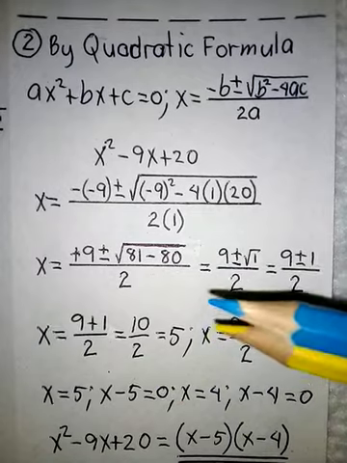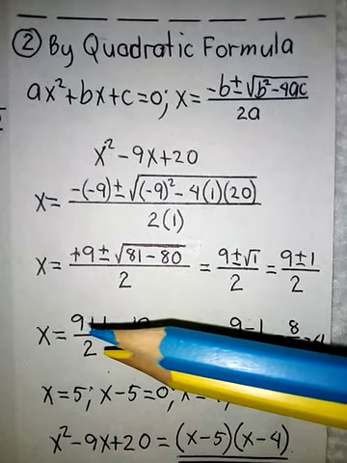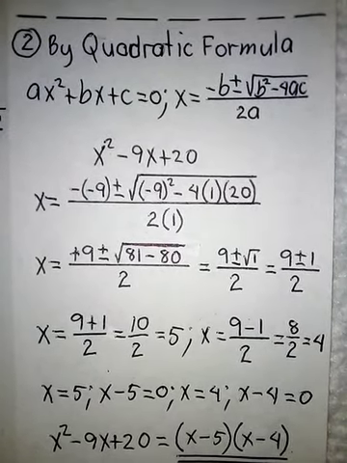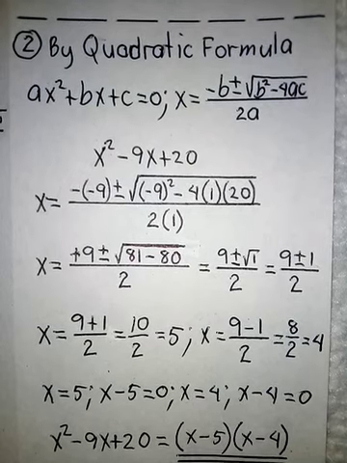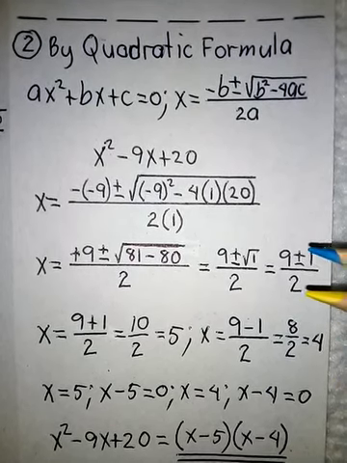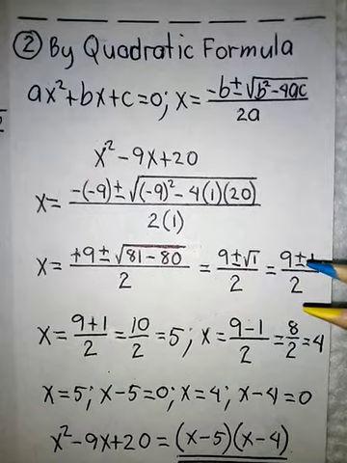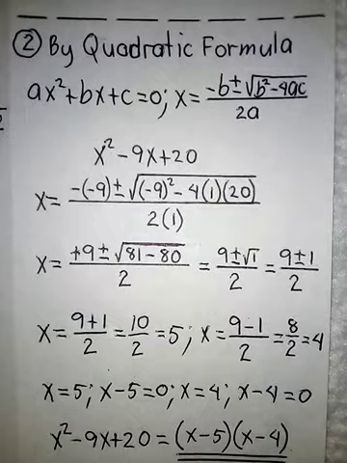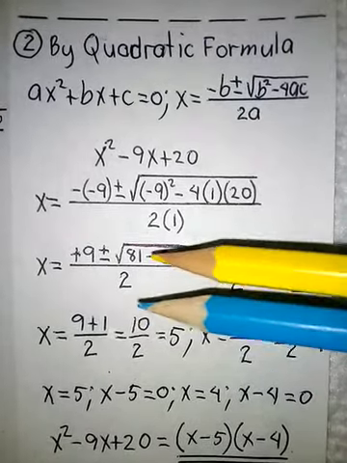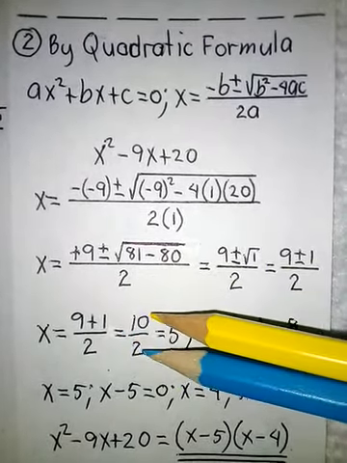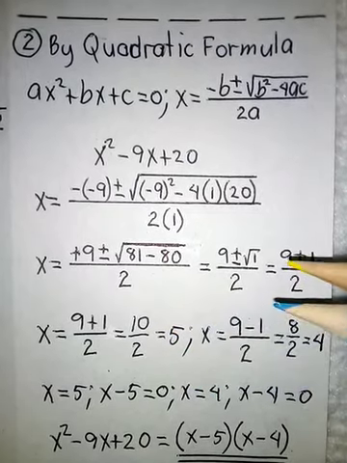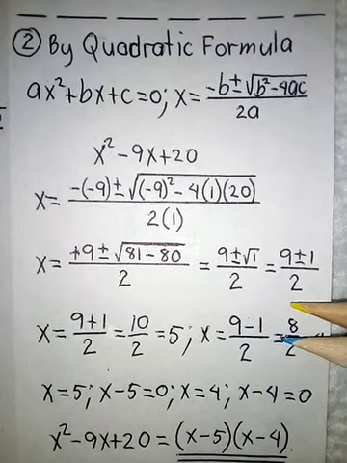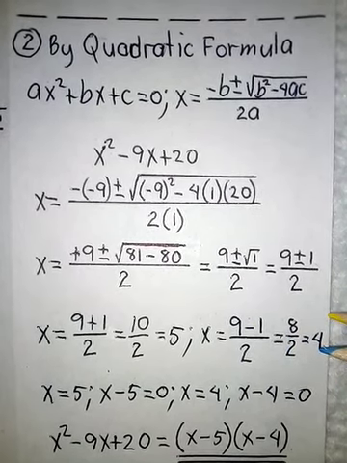So, we have two answers. We have x is equal to 9 plus 1 over 2, or 9 plus 1 is equal to 10 over 2 or 5. And then the other one is x is equal to 9 minus 1 over 2, or 9 minus 1 is equal to 8 over 2, or x is equal to 4.